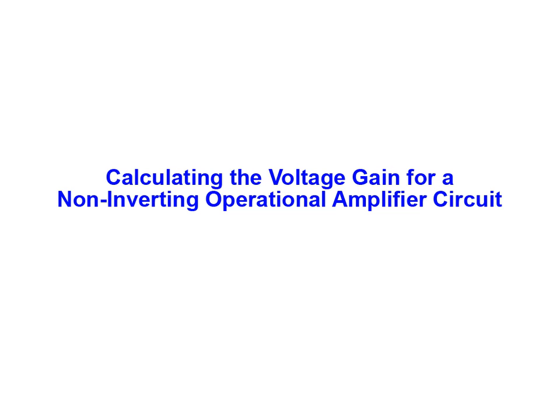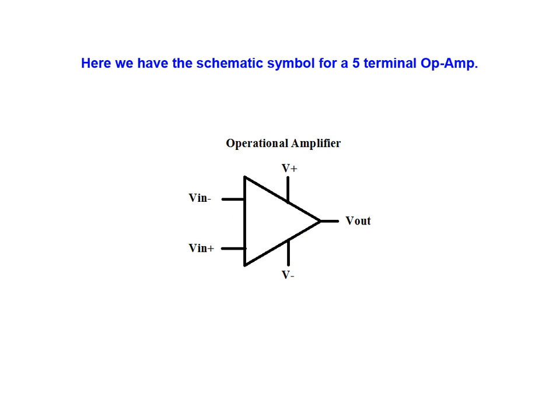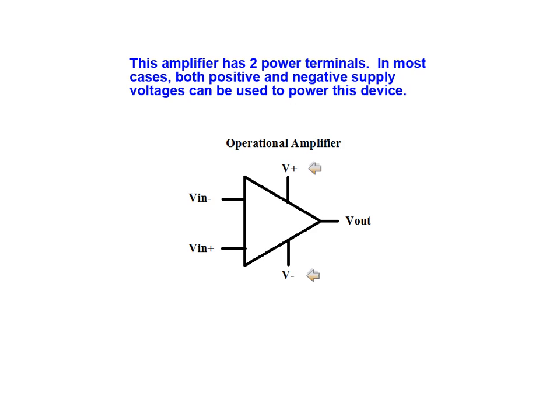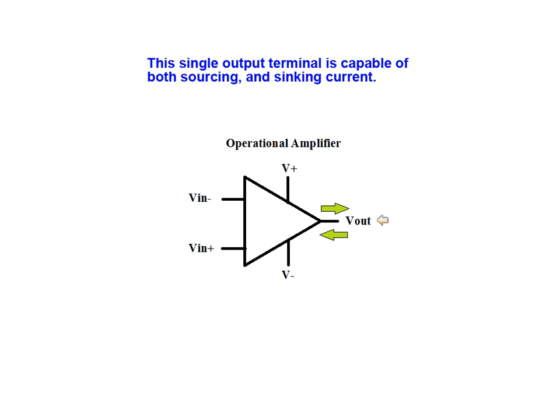In this animation, we'll be looking at how voltage gain and output voltage are calculated for the non-inverting operational amplifier circuit. Here we have the schematic symbol for a 5-terminal operational amplifier. This amplifier has 2 power terminals. In most cases, both positive and negative supply voltages will be used to power this device. The single output is capable of both sourcing and sinking current.